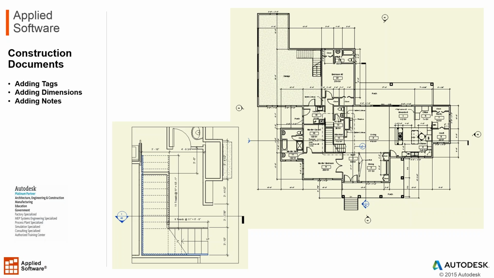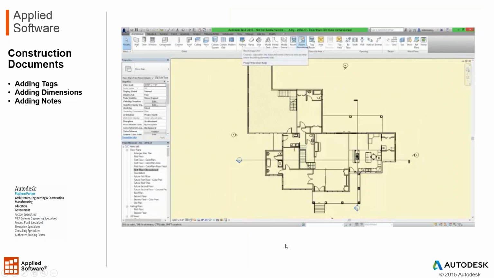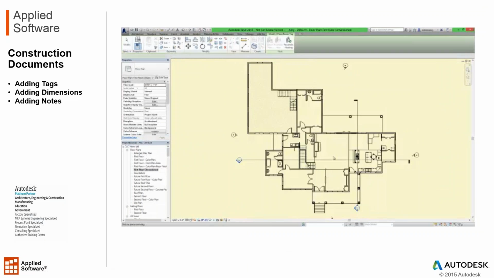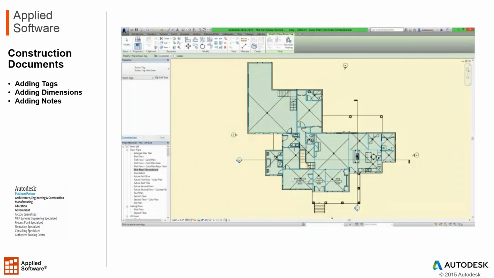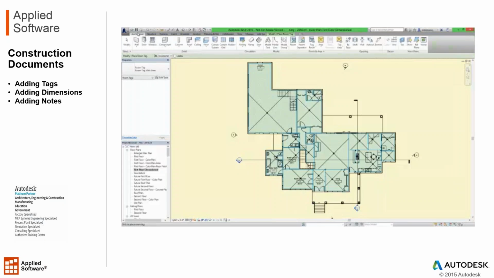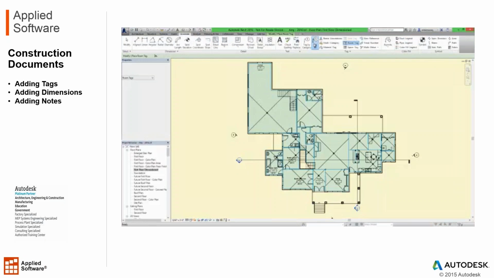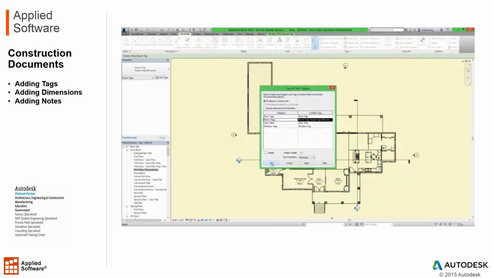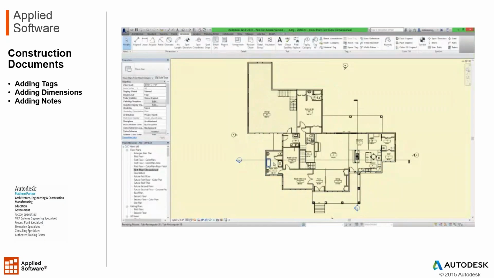So let me show you a little bit how this works. If I want to start documenting a set of documents with tags, dimensions, and notes, here's a house plan that I've got going on, and I'll start with some tagging tools. I've got some spaces, rooms, and now I'm adding the room tag information. This is calling out the room name. It's also calling out the number and the overall dimension of the rooms, as far as the width and depth of the room.